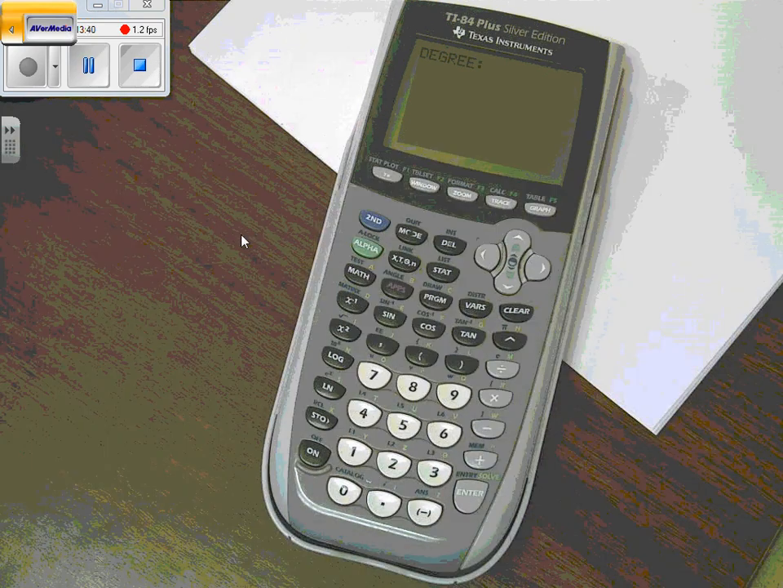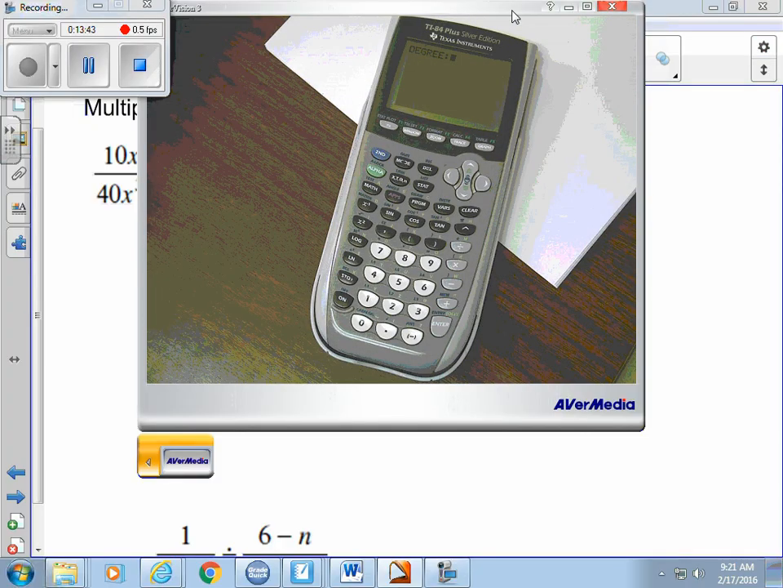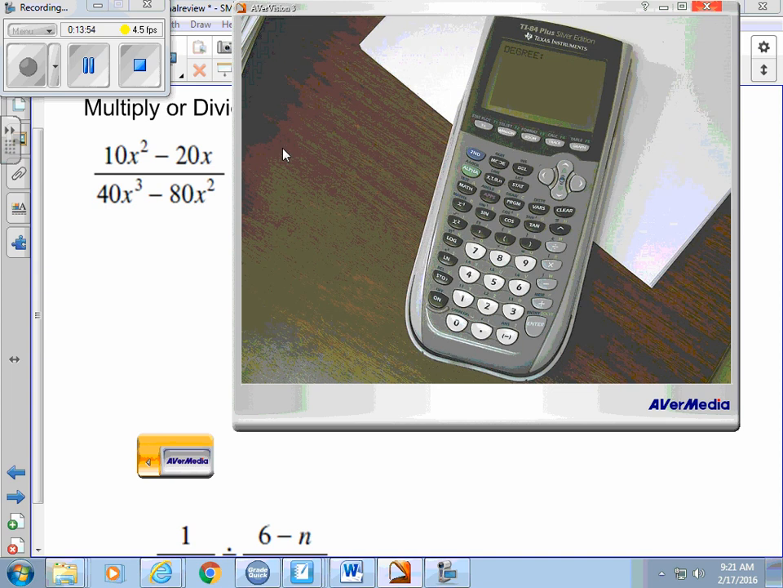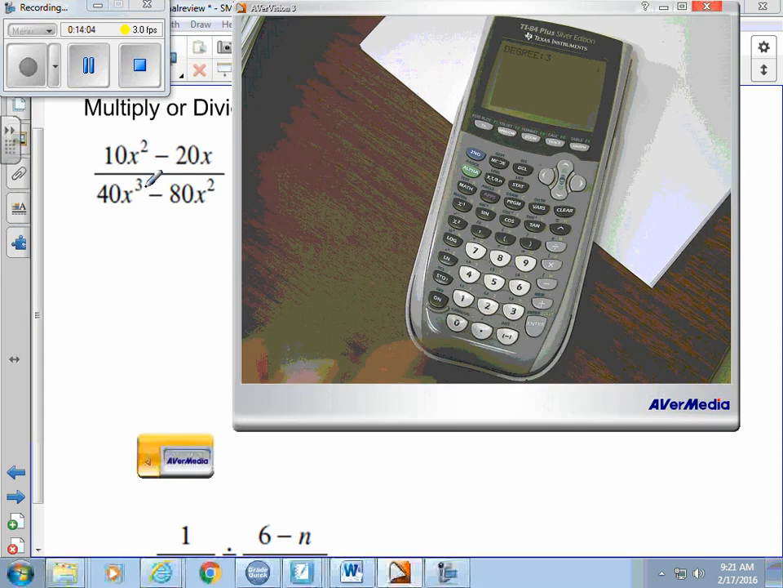It's the highest exponent. So on this, it's the number next to the highest exponent. But again, flip back 2 pages, 1 page or 2 pages, and your textbook will tell you that. Okay, so I'm going to do this bottom one, 40x cubed minus 80x squared. X cubed is the highest power, so 3 is the degree.